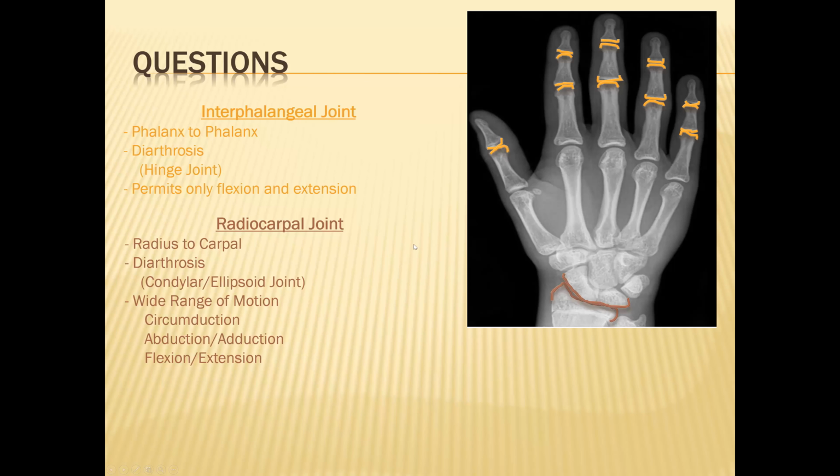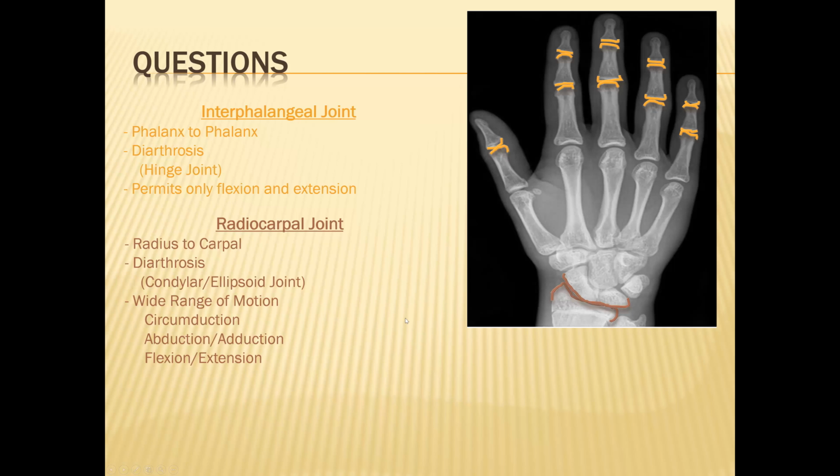We can also see a radiocarpal joint. So this is between the radius and the carpal bones, and is highlighted in brown. This is also a synovial joint or a diarthrosis, and specifically this is another condylar joint, also known as an ellipsoid joint, like we saw between the metacarpals and the proximal phalanges. So this allows a wide range of motion. This allows circumduction, abduction, and adduction, and flexion and extension. So this is what makes your wrist very mobile. So this is mainly your biggest moving wrist joint.